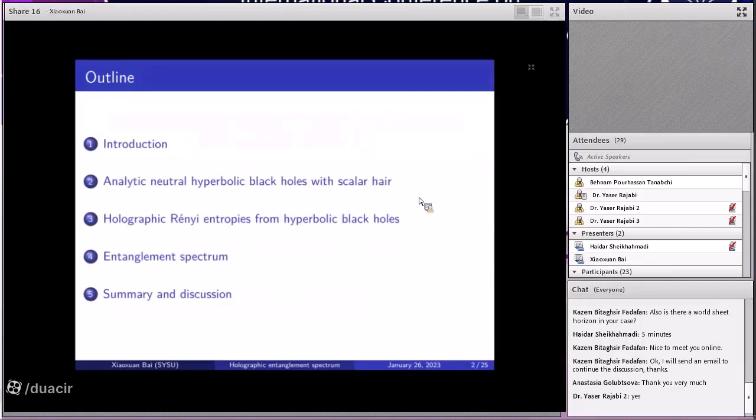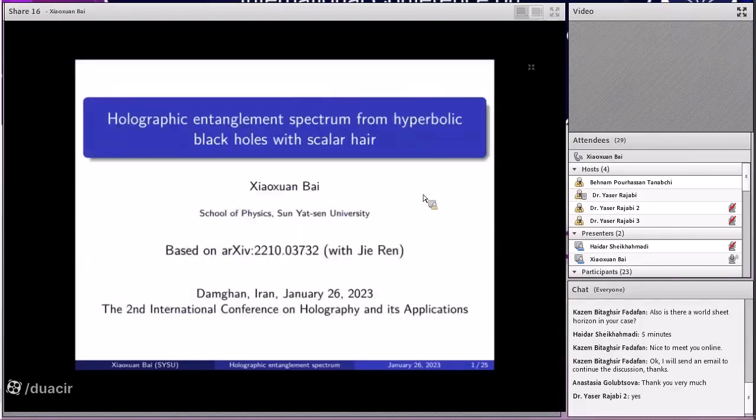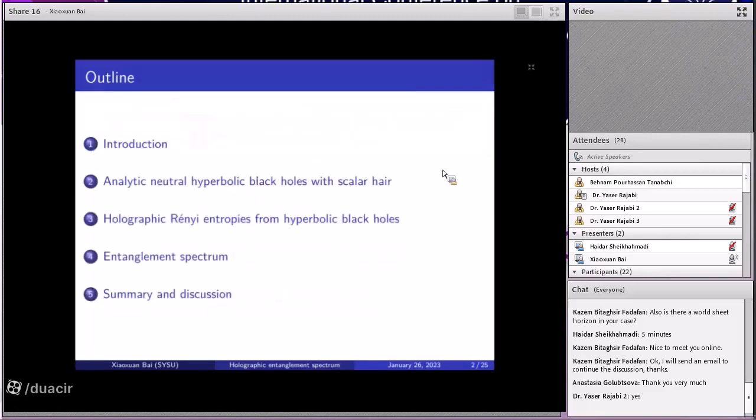So today, my talk is based on a recent paper with Jiren. Here's my outline. First, I will review some related backgrounds. Then I will introduce a class of analytic solutions of neutral hyperbolic black holes with scalar hair. With the black hole, I will show how to calculate the Rényi entropy with a spherical entangling surface. On top of this, I will calculate the entanglement spectrum. Finally, I will summarize our work.